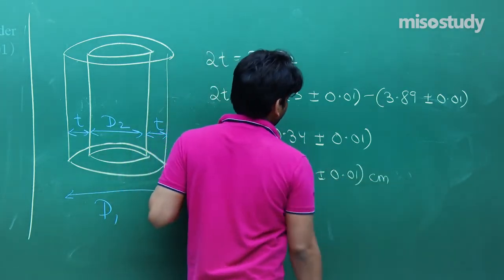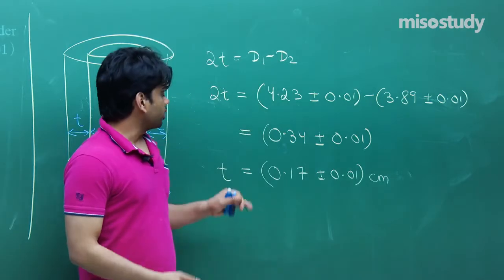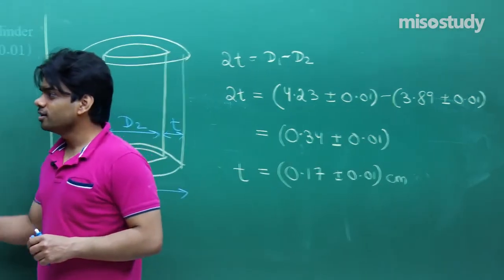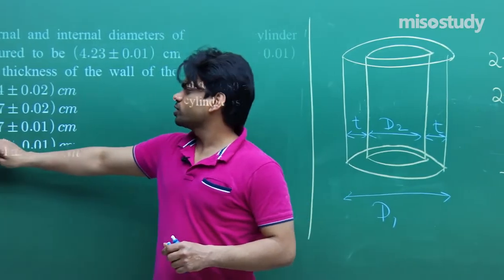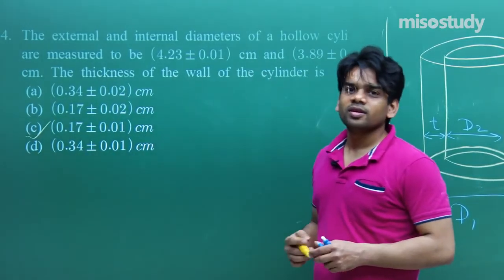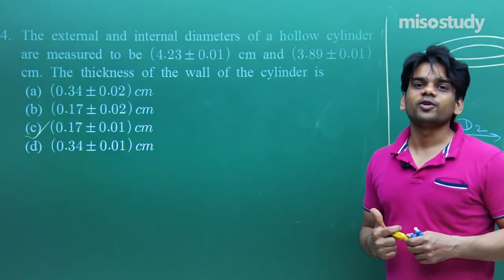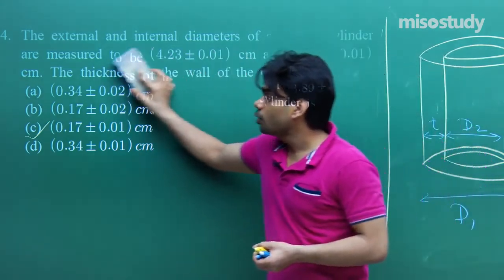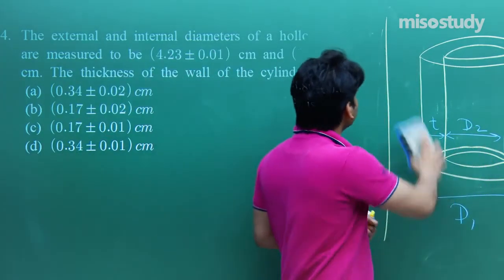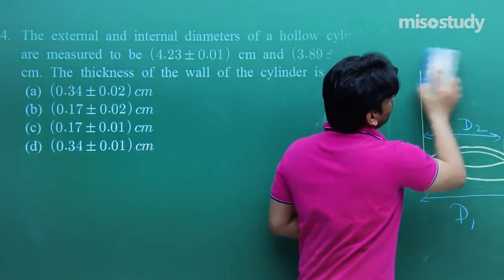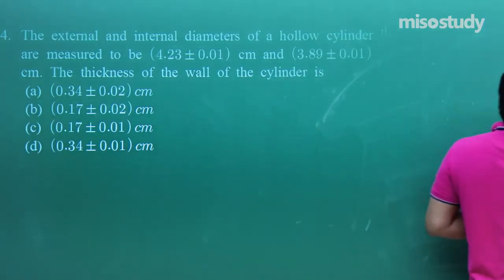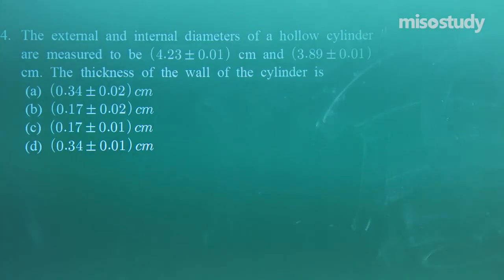This will be in centimeters. So the thickness value comes out to 0.17 plus minus 0.01. Let's go to the answer: 0.17 plus minus 0.01 centimeter. Option number C, that's the right answer for this given question. I believe I have taught you all about the different cases of errors that occur in a measurement while taking any reading. I hope that you are clear about these things.